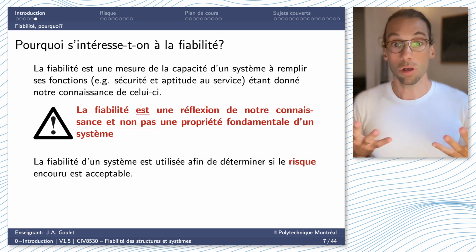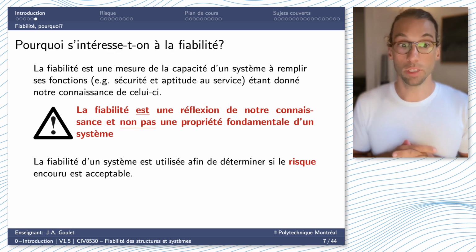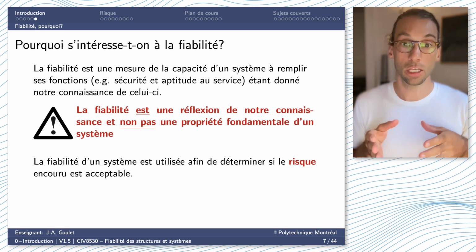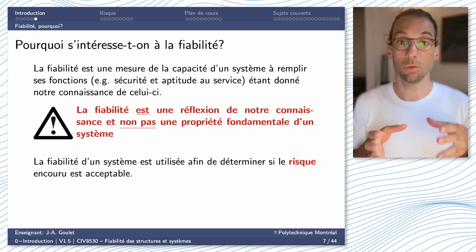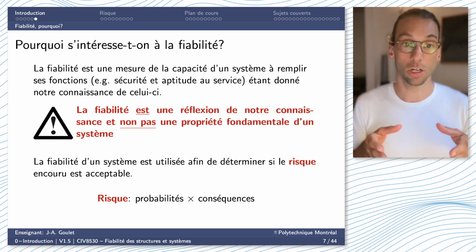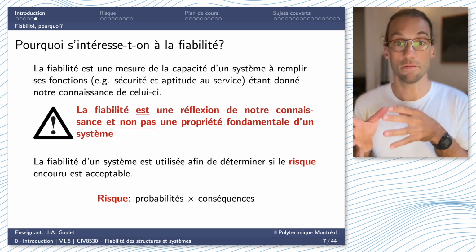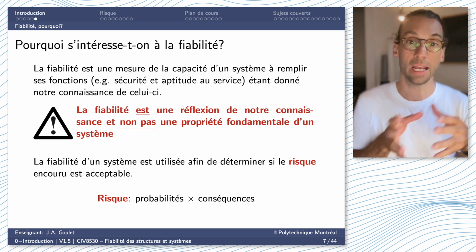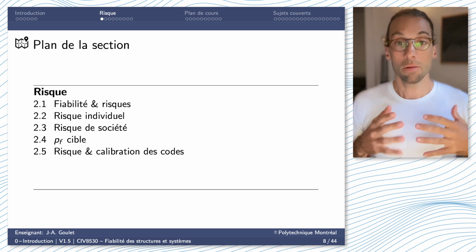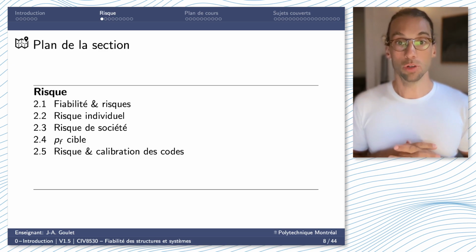So the goal of obtaining such a probability of failure is to identify whether or not the risk that is entailed with my structure is acceptable or not. We're going to say that risk is the consequence of a failure weighted by its probability of occurrence. So now let's dig a little deeper into the notion of risk.